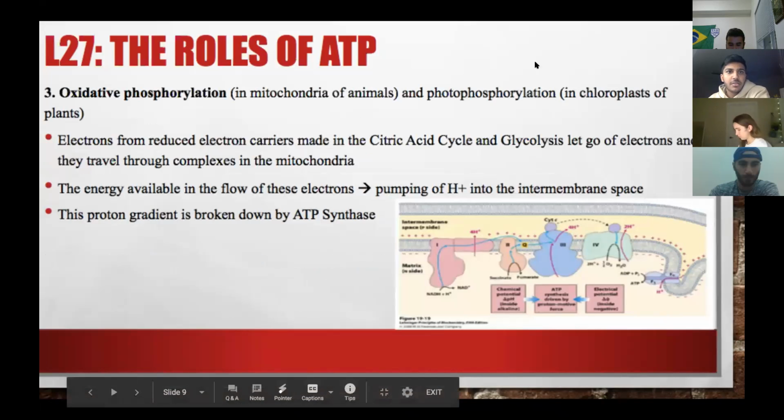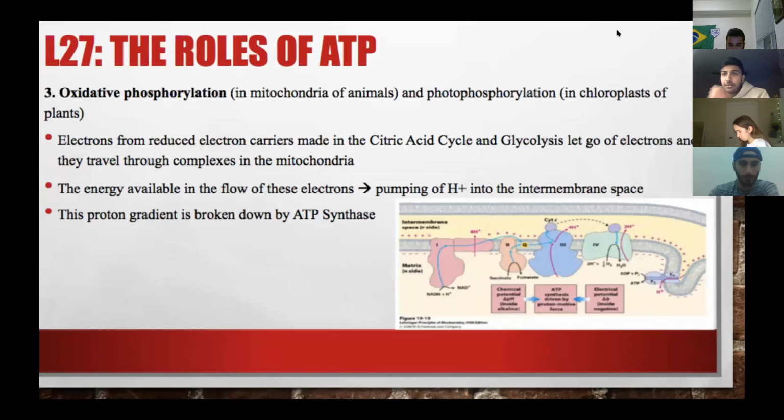And so in terms of the roles of ATP as well, we have also seen oxidative phosphorylation. Obviously this is in the mitochondria of animals, and then you have photophosphorylation, which is in the chloroplast of plants. That's not really important, and I don't want to get into the details of this because we also have a lecture on the ETC.